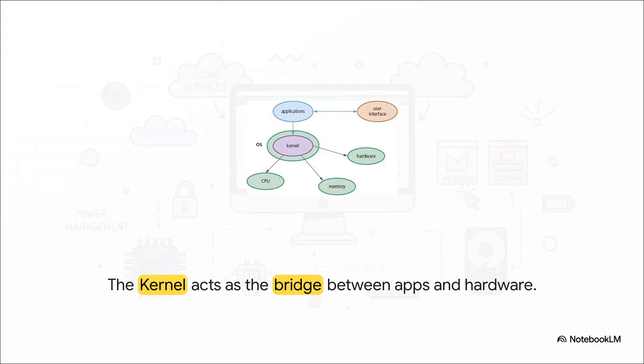Notice how the kernel sits directly in the center here, acting as a vital translator right between your user applications at the top and the physical CPU, memory, and hardware at the bottom. It provides the safe environment for your apps to run, while simultaneously protecting your hardware from malicious or faulty code.